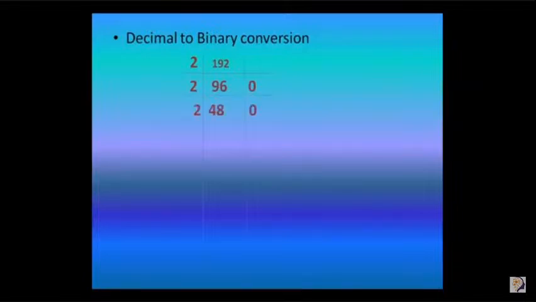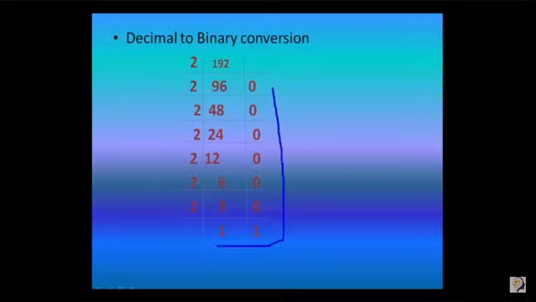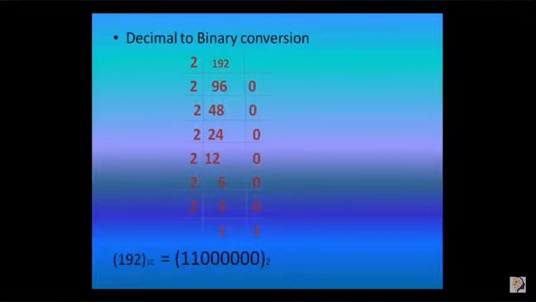48, remainder 0. 24, remainder 0. Divided by 2, 12, remainder 0. Divided by 2, 6. Divided by 2, 3. Again 3 divided by 2, 1, and remainder 1. So now we read it this way, from down upside. So 192 in the decimal number system is equivalent to this binary number.